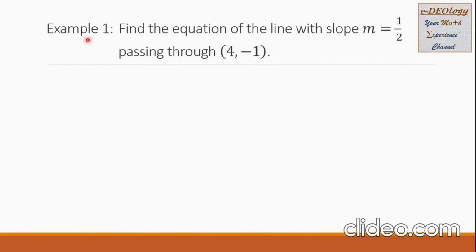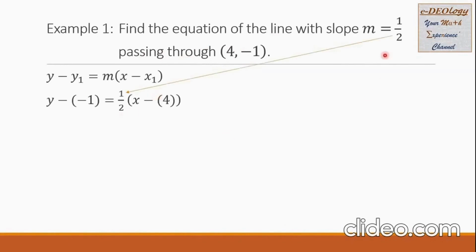Let us have example 1. Find the equation of the line with slope m equals 1/2 passing through the point (4, -1). The point-slope form formula is written here. Then let us substitute the values. The m, the slope, is 1/2, and for the ordered pair of the point, the y sub 1 is -1. The x sub 1 is the +4.